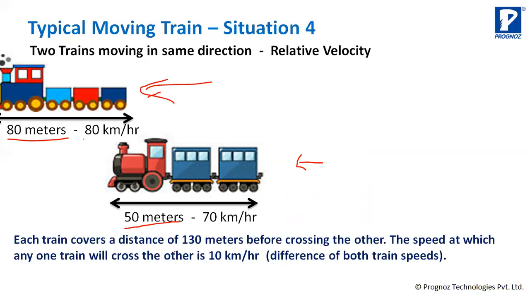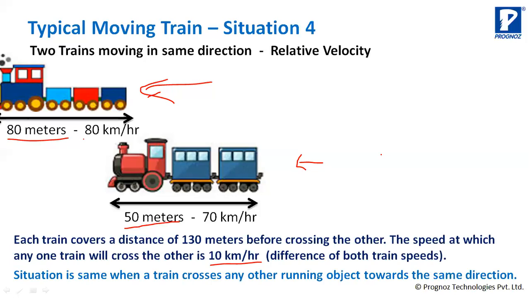So each train covers a distance of 130 meters, 50 meters plus 80 meters, the length of each train. And the speed at which any one train will cross the other is 10 kilometers per hour, which is the difference of both the train speeds. And the situation remains the same when a train crosses any other running or moving object in the same direction. These are the 4 situations, and all train problems are based on these situations. So let's solve some problems.